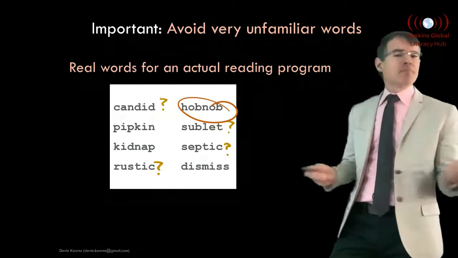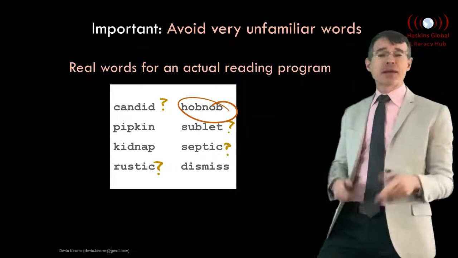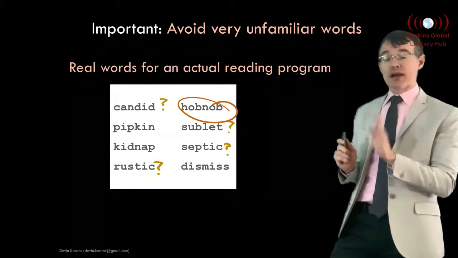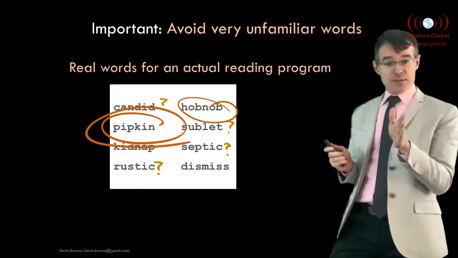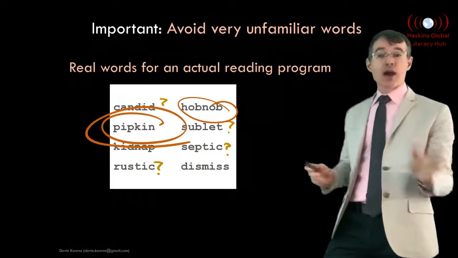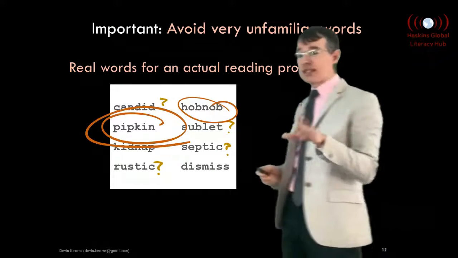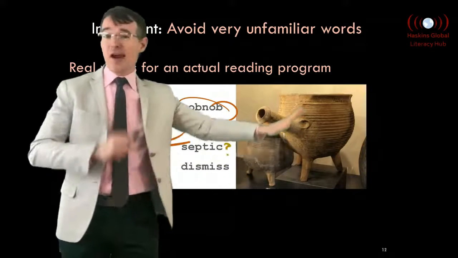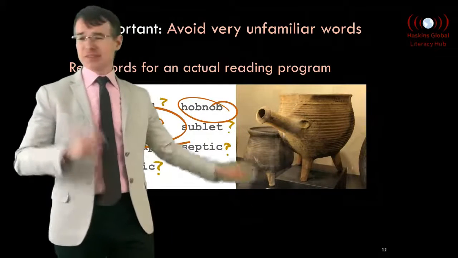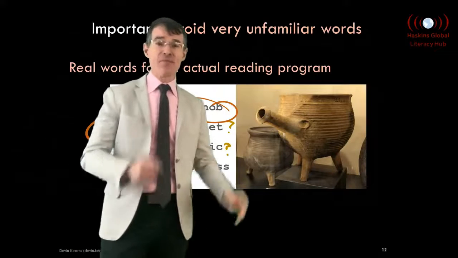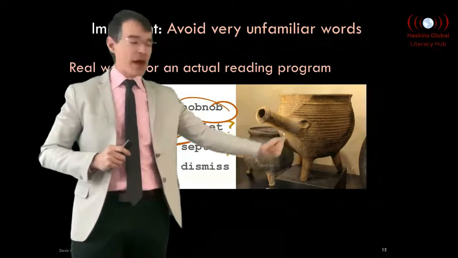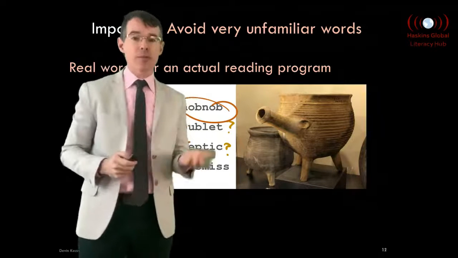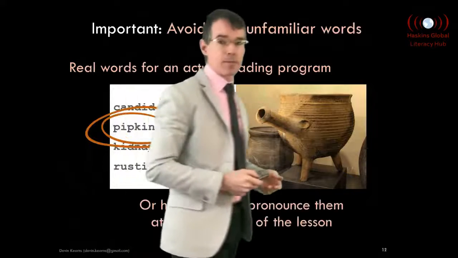Hobnob is one. I don't think many students know about hobnobbing. I don't think they do a lot of hobnobbing. And so it's a very unfamiliar word. And then you probably picked out the word I did, which is pipkin, which seems like it's not a word at all. It actually is a word. I don't know if any of you have seen a pipkin before, but this is a pipkin. It's some sort of earthenware jar used in cooking from the Middle Ages. We don't use it anymore. Nobody knows about that. And so it's not helpful to talk to students. It's not helpful to teach students to read words like pipkin because they're so unfamiliar.